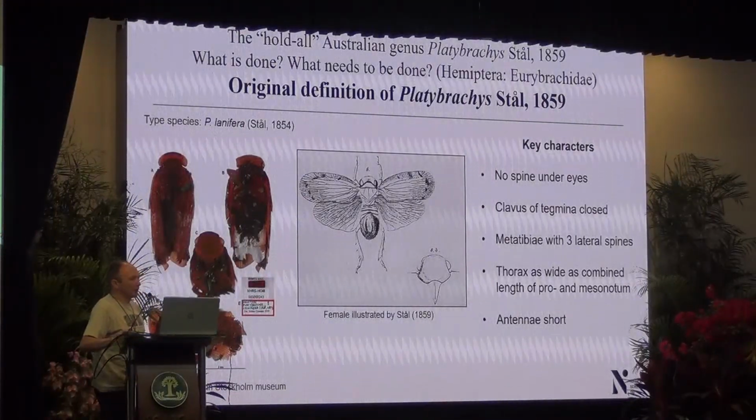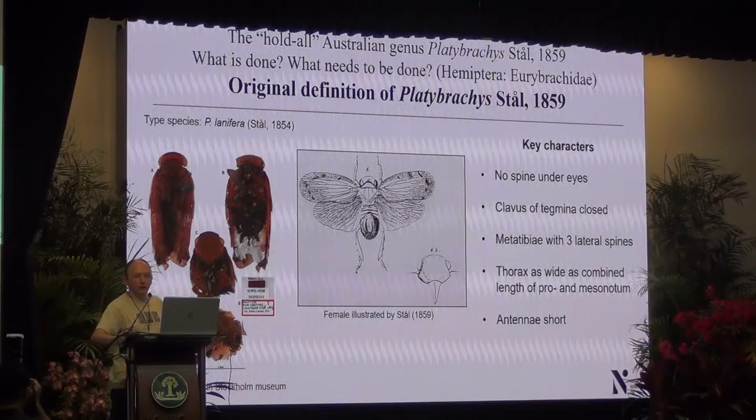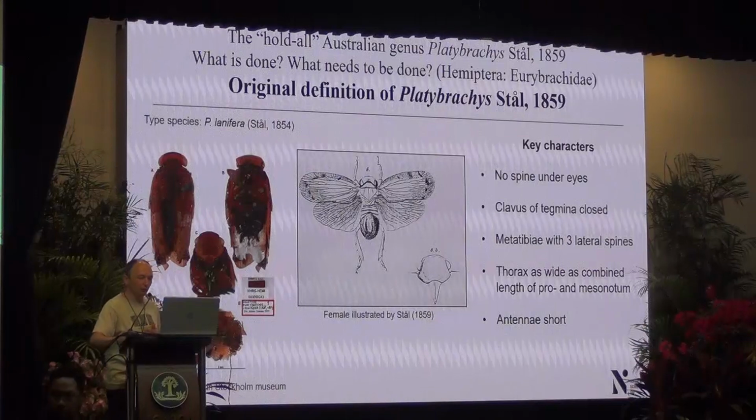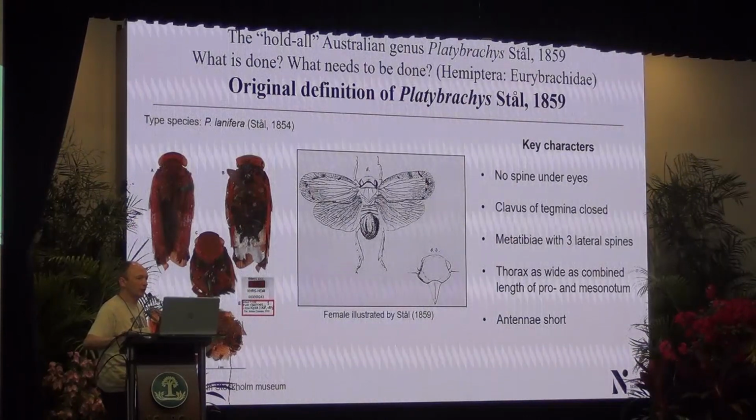So it's about 20 years now that I started with the revision of a very small family of fulguromorphs, which happened to be not as small as I expected. So that's a bit of explanation today of where I reached, and especially with that awful genus Platybrachys.